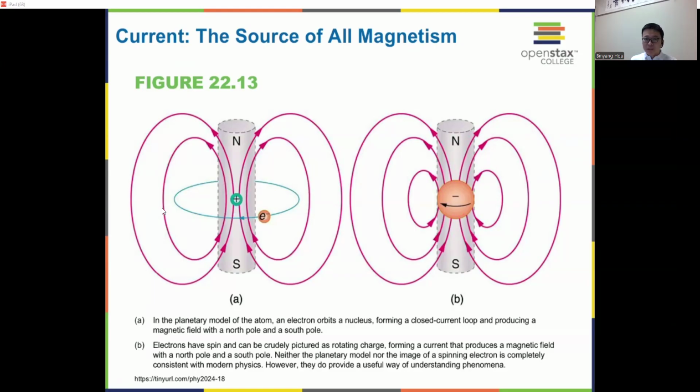So the current produced by this electron produces a magnetic field like this, which is similar to a bar magnet with a north pole and south pole. So the magnetic field goes in that direction.